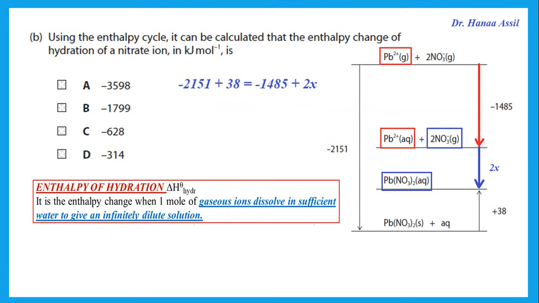Because remember, according to the arrows, minus 2151 plus 38 is equal to the other 2 arrows. And the one for the nitrates, that blue arrow, is actually for 2 nitrates, not just 1. So if we're trying to solve for X, the enthalpy change of hydration of 1 nitrate ion, that comes out to this value.